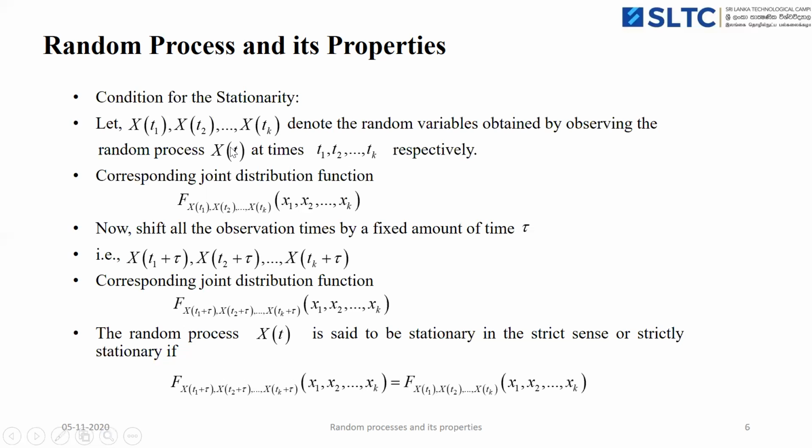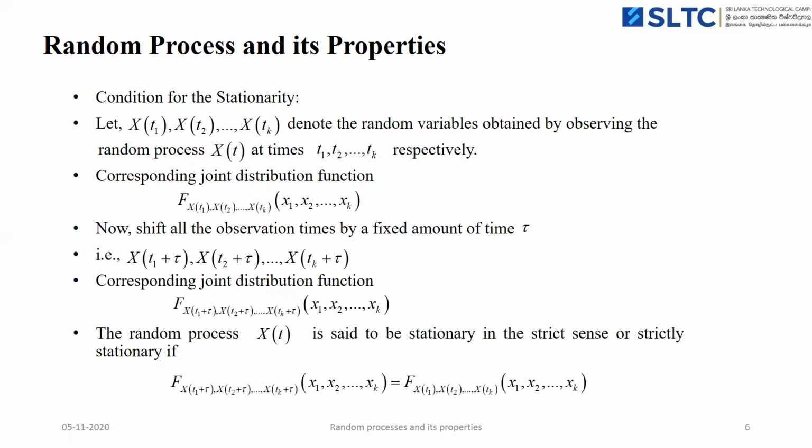So here the random process is x of t. From this random process x of t, we are taking the values at the times t1, t2, and tk. It will give the random variables x of t1, x of t2, and x of tk. Then from this set of random variables, we can find the corresponding joint distribution function of these random variables, which is F x of t1, x of t2, up to x of tk.